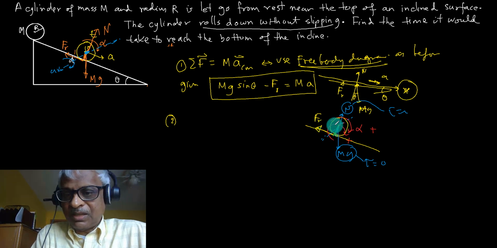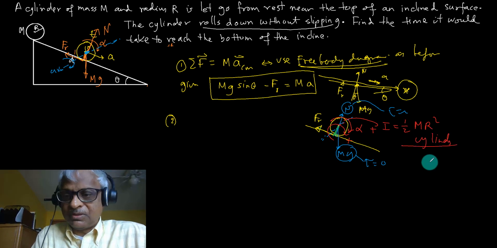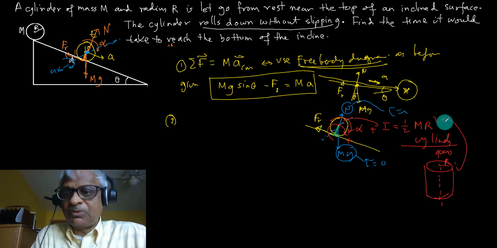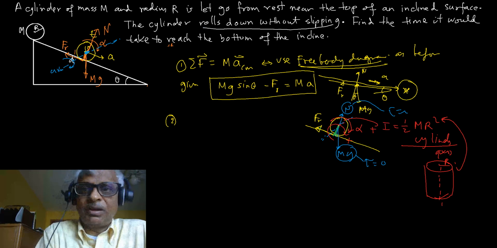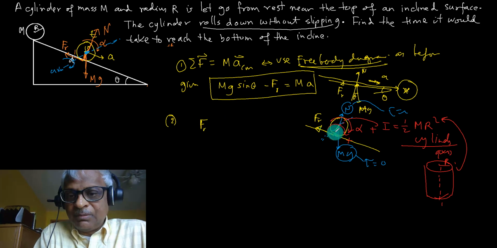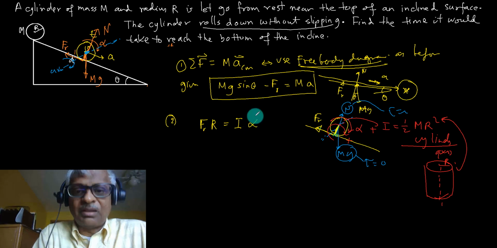And about this axis, the I about this axis is half mr square for a cylinder. So you have a cylinder like that. The radius is r and the axis is that way. Then the formula for the moment of inertia about this axis will be that. So we have now all the information. So Fr times this lever arm times r equals I times alpha.